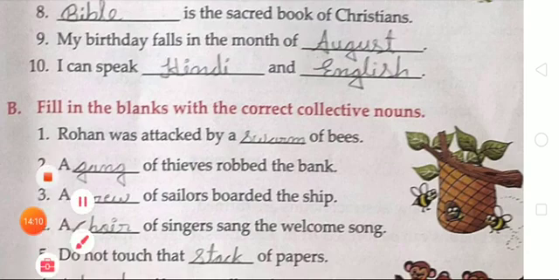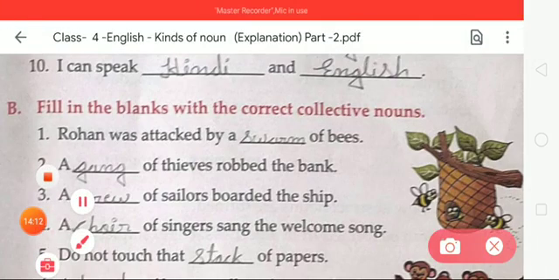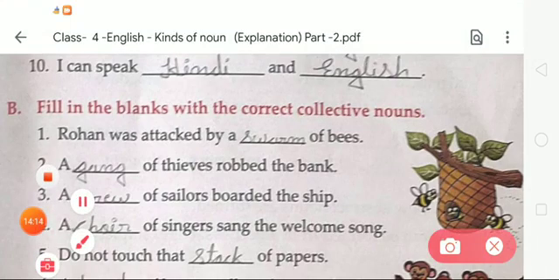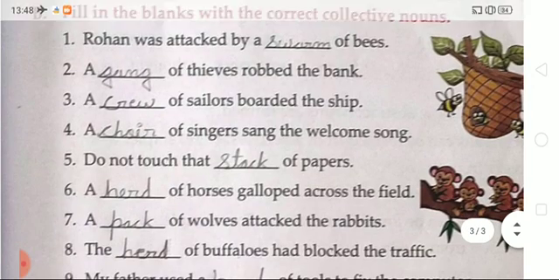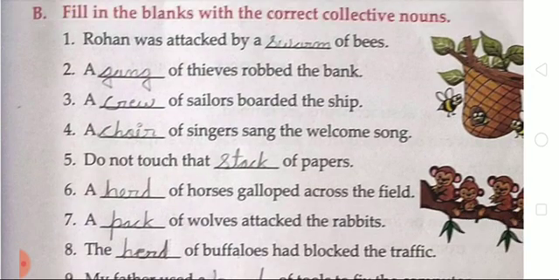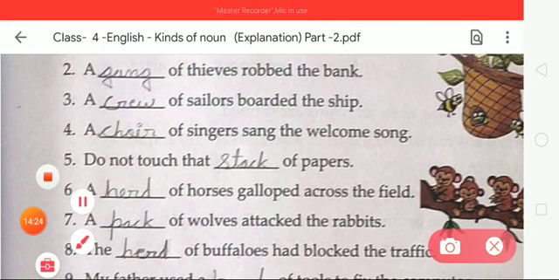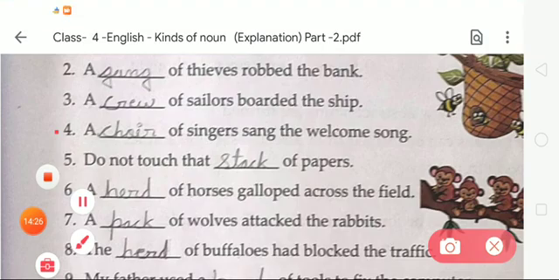Now the third, a dash of sailors boarded the ship. So here we have to write crew. A crew of sailors boarded the ship. Now the next, a dash of singers sang the welcome song. So we have to write here choir. A choir of singers sang the welcome song. Now number 5, do not touch that dash of papers. So here we have to write stack. Do not touch that stack of papers.